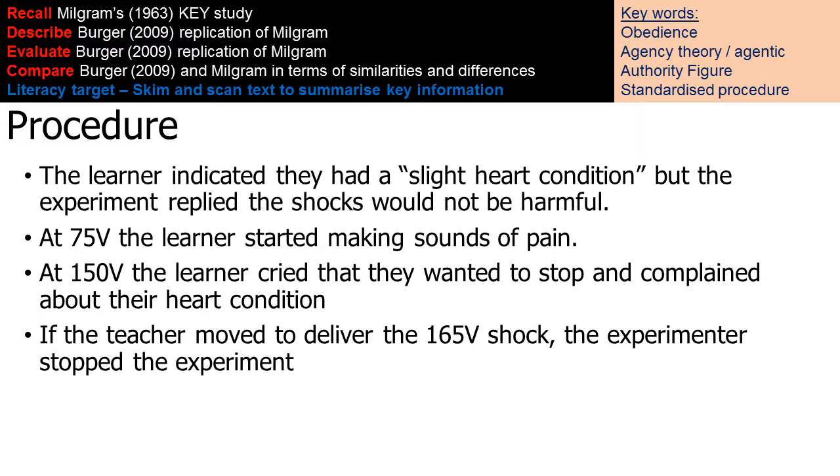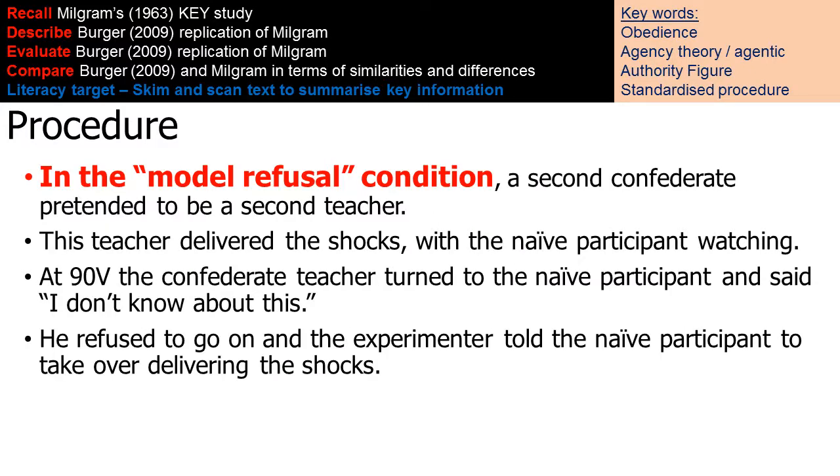Now, the learner indicated that they had a slight heart condition, but the experimenter replied that the shocks would not be harmful. At 75 volts, the learner could be heard making screams of pain, and at 150 volts, the learner cried that they didn't want to take part in the experiment anymore, they didn't want it to continue, their heart was too bad. If the teacher moved to deliver a shock past 150 volts, the 165 volt shock, the experimenter stopped the experiment.